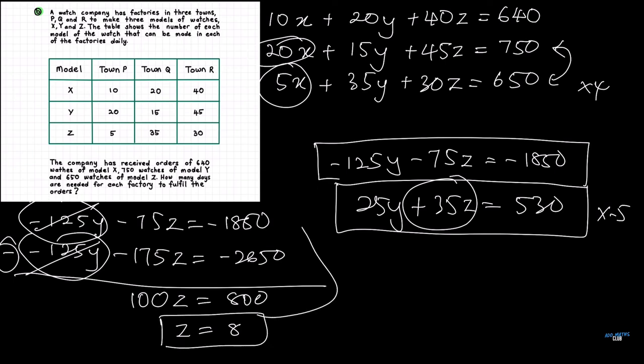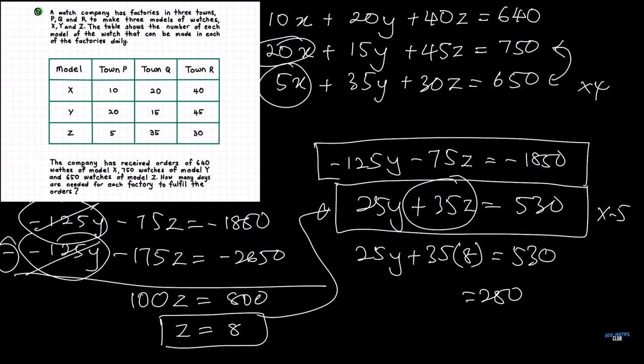I go reverse. 25y plus 35, z is 8, 530. So 530 minus with 35 times 8. Betul? 35 darab 8, then pindah, bring over to the other side. I will get 250 equals to 25y. Now my y is 250 divided by 25, 10. Sekarang z dah dapat, y dah dapat.